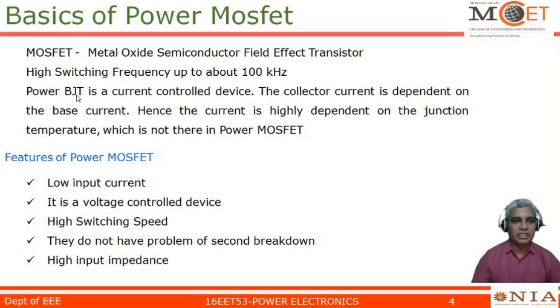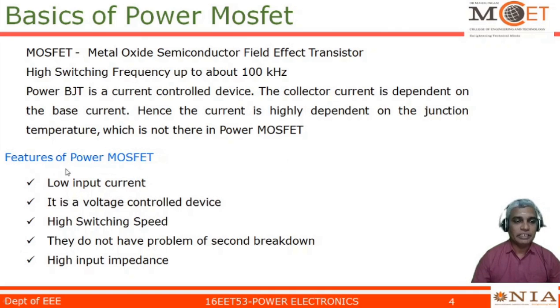For understanding purposes, Power BJT is a current controlled device, whereas Power MOSFET is a voltage controlled device. In case of BJT, if I want to increase the collector current, the base current has to be increased. But because of this increase in base current, the temperature at the junction increases. So, there exists a secondary breakdown problem in Power BJT, which is not associated with Power MOSFET.